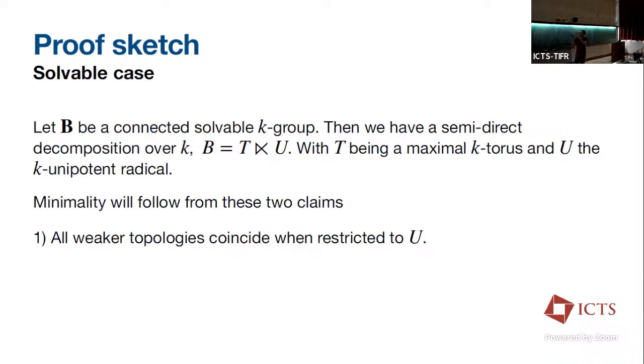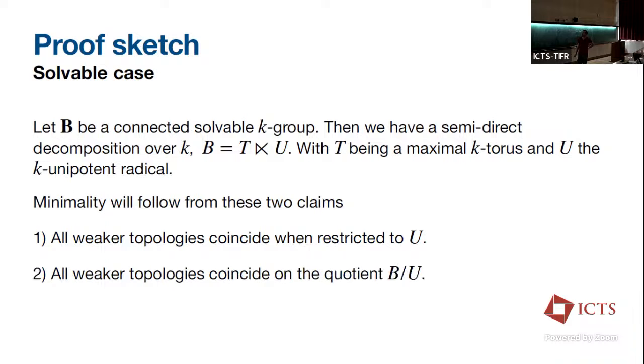If I have some weaker topology, and when I say weaker, I mean weaker than the k-point topology. Okay, we're over k, so implicitly the topology is as if the matrix is over k. So all weaker topologies coincide when restricted to U. That's claim one. And the second claim is that all weaker topologies coincide on the quotient B mod U.